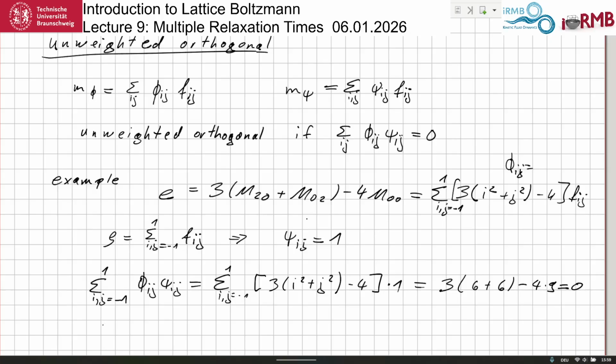So they are unweighted orthogonal. What they have done with the E is that they made it orthogonal to rho. And they actually don't explain why.